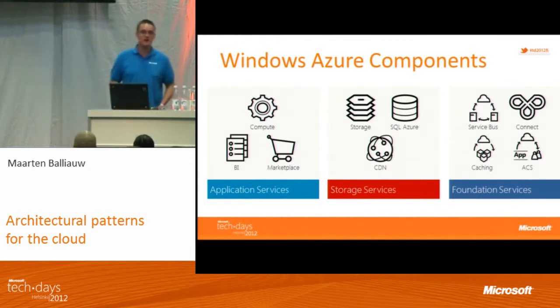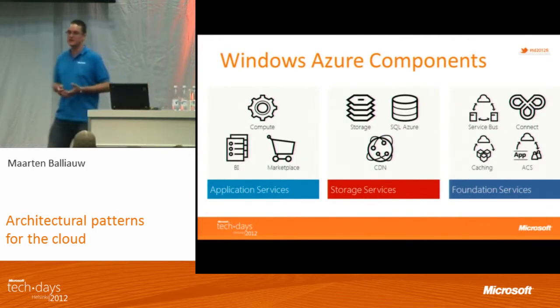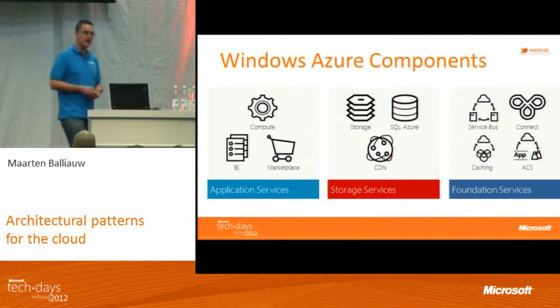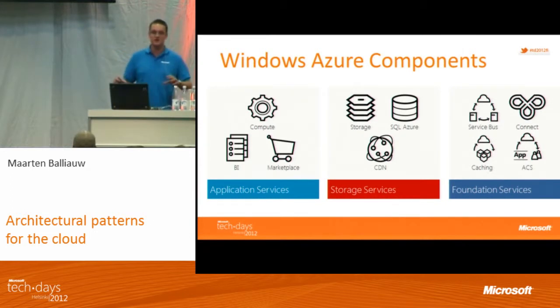There's a caching layer. You probably don't want to keep everything sitting in storage. You probably want to have some sort of caching in your application, and that's where this caching layer comes in. It enables you to have a distributed cache for all your services running in Windows Azure.